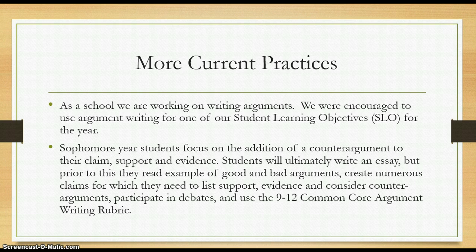As part of this, sophomore year, students focus on the addition of a counter argument to their claim, support, and evidence. Students will ultimately write an essay at the end of the year or maybe third quarter. But prior to this, they read examples of good and bad arguments. They create numerous claims for which they need to list support, evidence, and consider counter arguments. They participate in debates, and they use 9 through 12 Common Core argument writing rubrics.